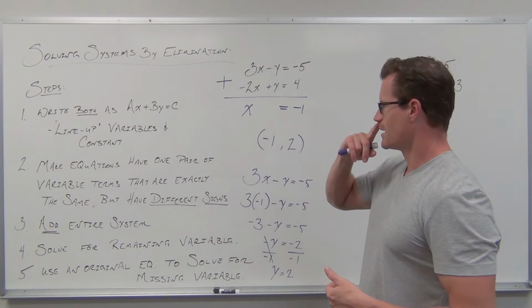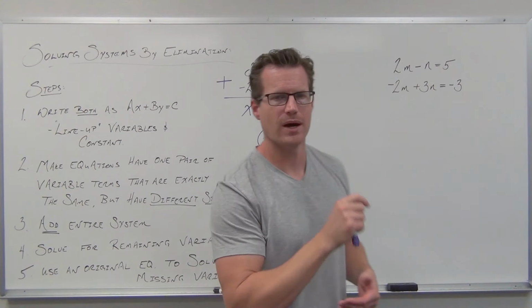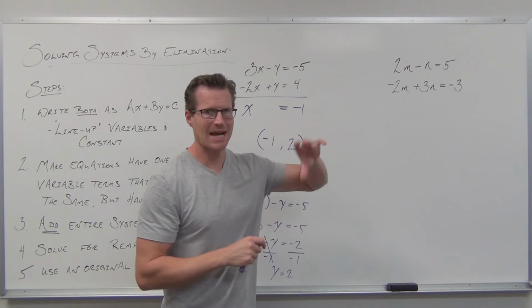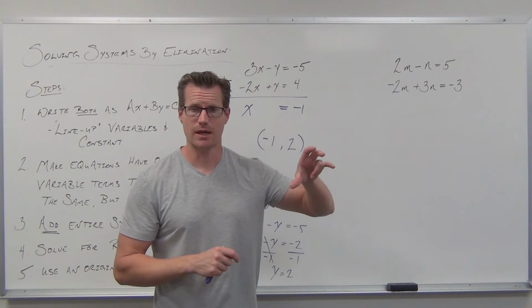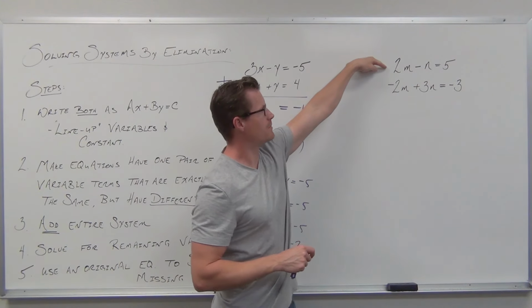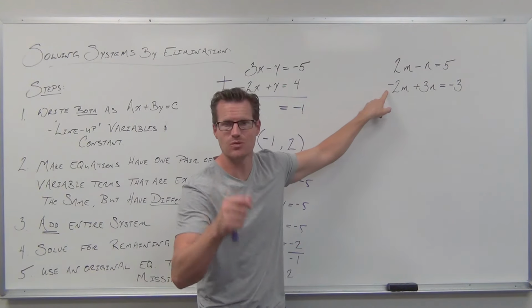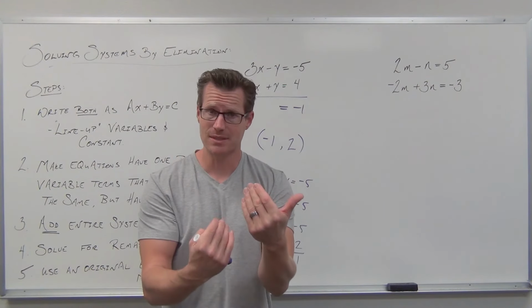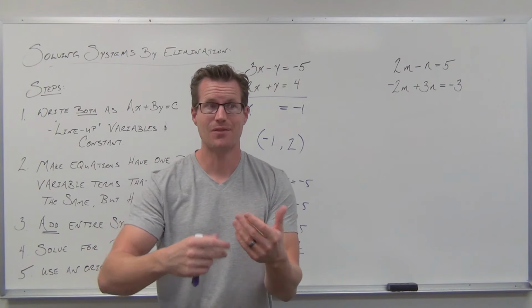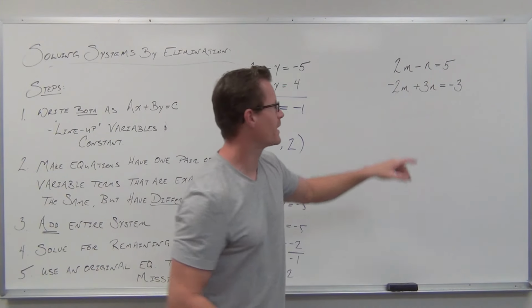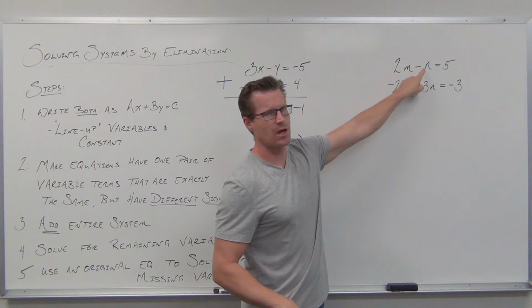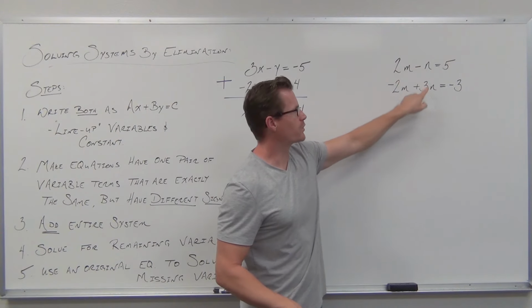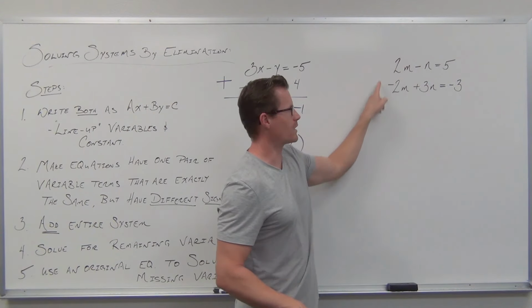Next thing, I want to make sure that one pair of my variables is exactly the same and has different signs. Here's 2m, here's -2m. This is what we're looking for. We're looking for opposites, guys, because if we have opposites and we add the system, those opposites are going to eliminate. That's the elimination method. It's wonderful. Notice the n's. Those are not the same. So I don't want both pairs of variables the same, but I want one of them.